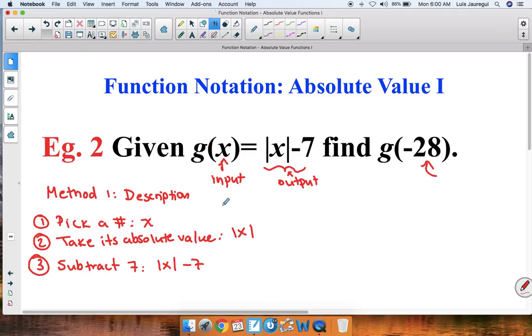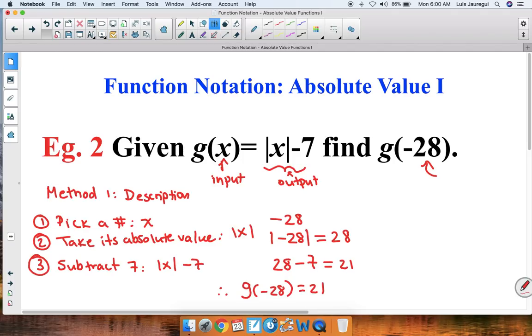So let's start through the process here. We have negative 28. Then we take its absolute value. So we have the absolute value of negative 28, which is equal to 28. And lastly, we're going to subtract 7. So we take the 28 and subtract 7, thus getting 21. Therefore, we can say that g of negative 28 is equal to 21.